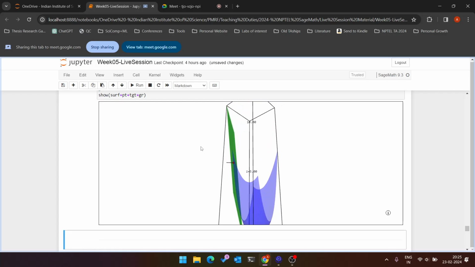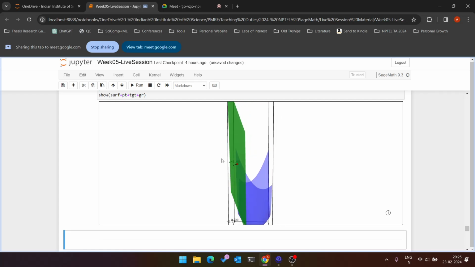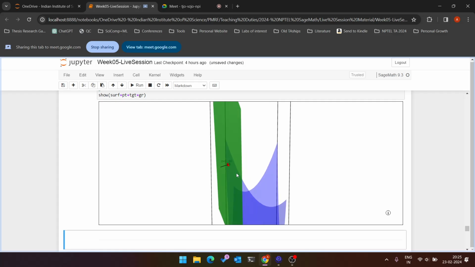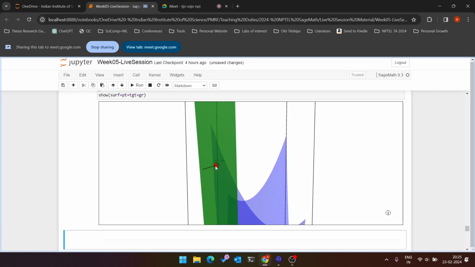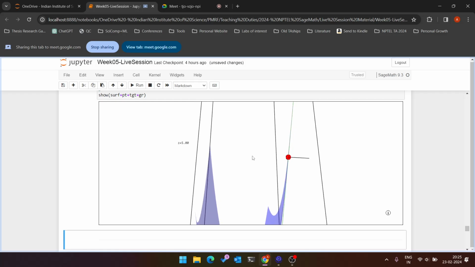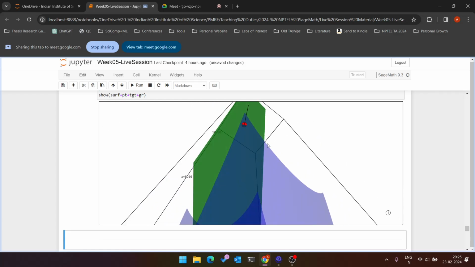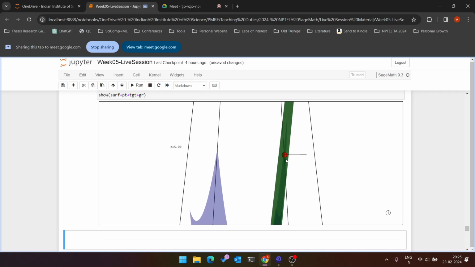So a lot is happening here. Blue is my surface, green is my tangent plane. If I zoom into it, red is my point. This is what my normal looks like. Again, from the eye test, you can see that the normal does seem perpendicular to the tangent plane, which is expected, and this is how everything looks like.